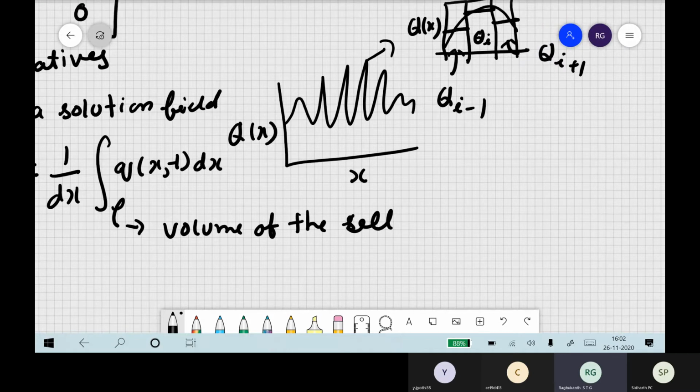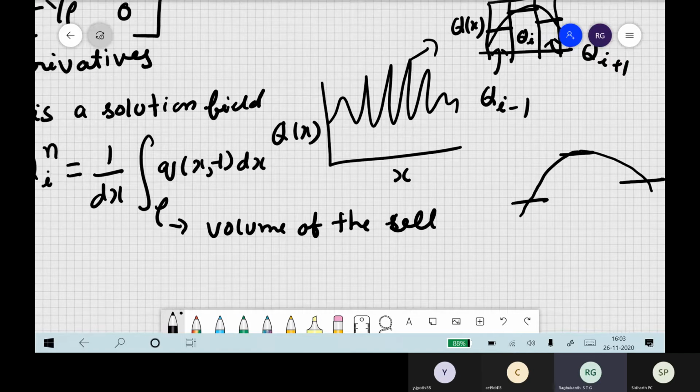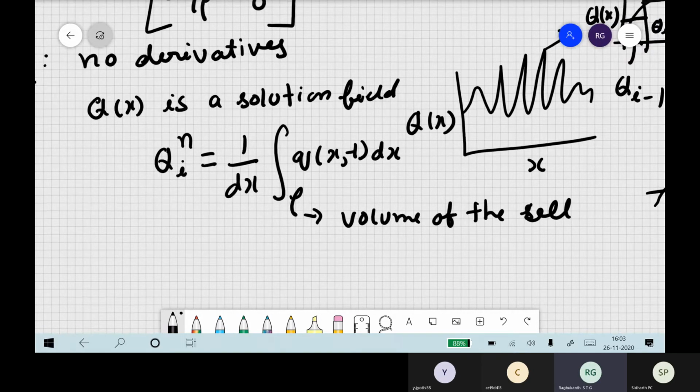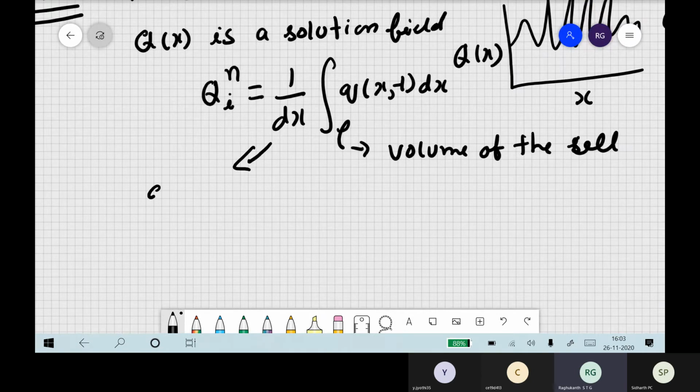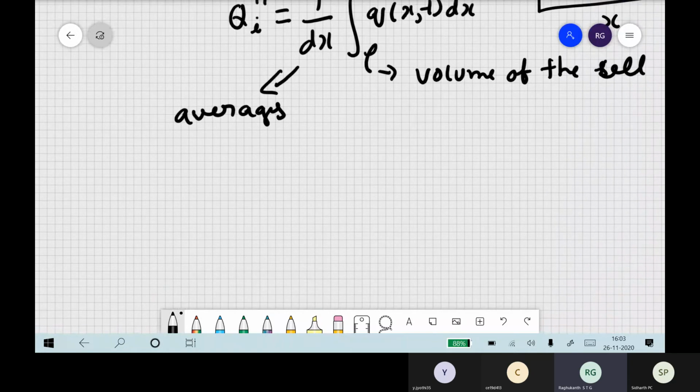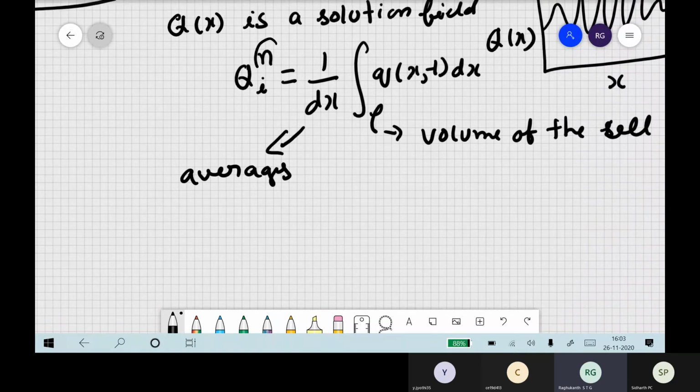Now in each cell we represent a constant. The function may be varying, but we replace it with some kind of average. This is a fundamental concept in the finite volume method. We use these spatial averages to represent the fields themselves. Now the notation: we have two indices, and the upper index is time.